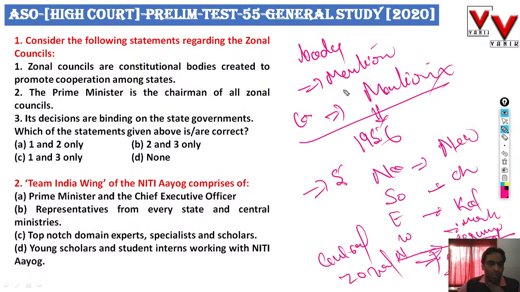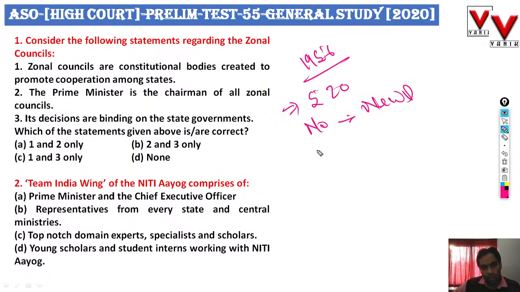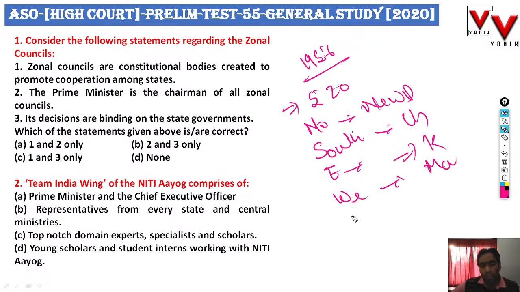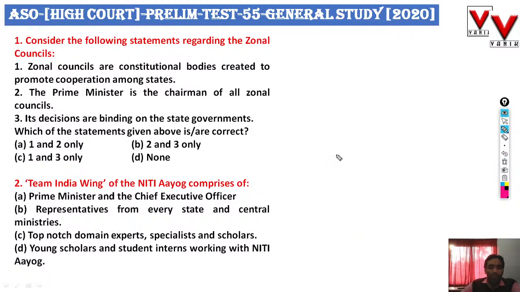I am going to repeat once again that constitutional bodies are those mentioned in the constitution. The General Council is not a constitutional body because it was created by the Reorganisation Act 1956. In India there are five General Councils. One is the Northern, with its headquarters in New Delhi. Another is the Southern, with its headquarters in Chennai. The Eastern has its headquarters in Kolkata. The Western has its headquarters in Maharashtra. And the Central has its headquarters in Prayagraj or Allahabad, whatever it may be. Earlier it was known as Allahabad, now it is Prayagraj. They changed the name.